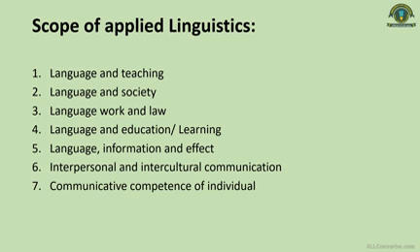So, what are the main aspects of the scope of applied linguistics? There are seven main aspects or scope of applied linguistics. First, we will discuss language and teaching, in which we discuss different methods and approaches that help us to learn a language. Next, we will discuss language and society, how they are interlinked and impact each other, and what the major role of applied linguistics is in that context.